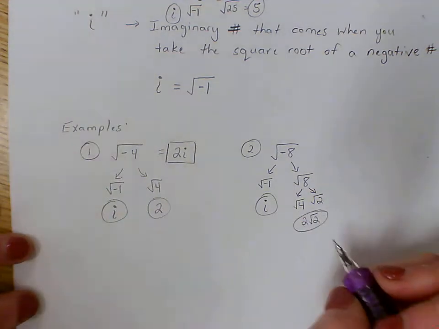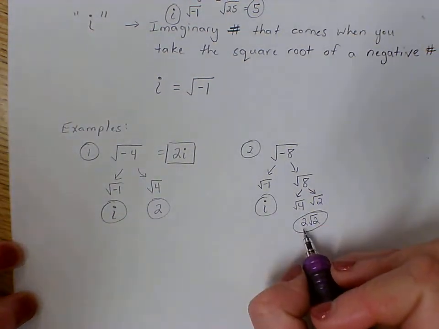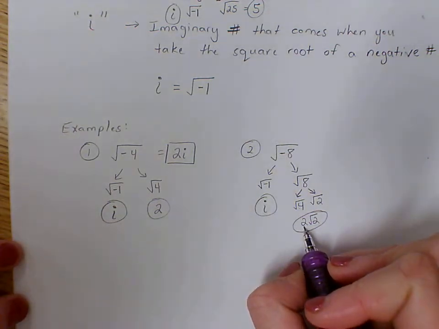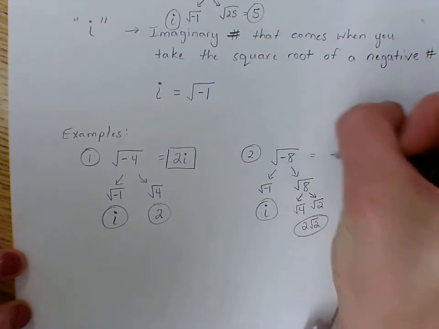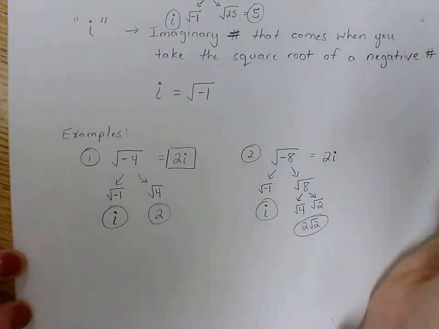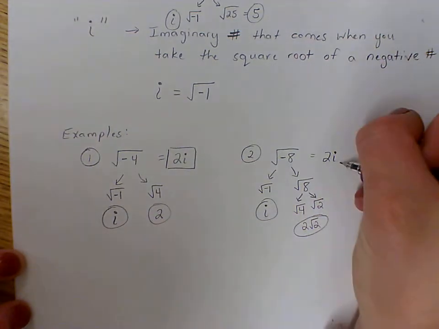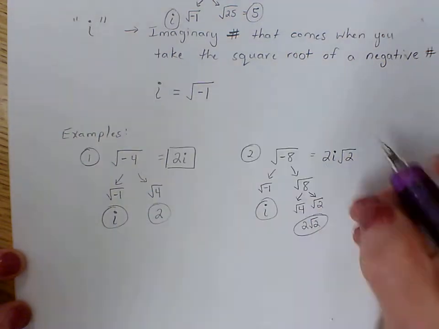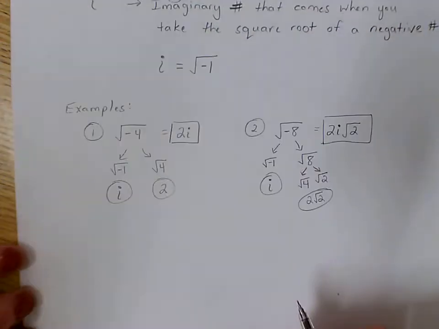So now how do you take this and write your answer? Well, when we simplified radicals before, if you remember, all the numbers that are outside the radical go together. So you're going to put your 2 and your i together, like the last one. So you have 2, and then you put your i right after it. And then whatever's underneath the radical, the square root, goes last. So the way that you would write that would be 2i square root 2. Okay? So let's do another one.